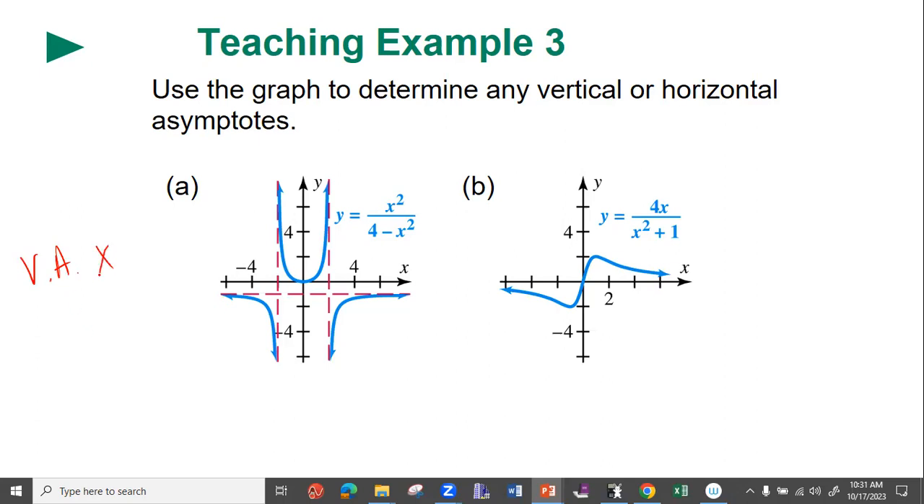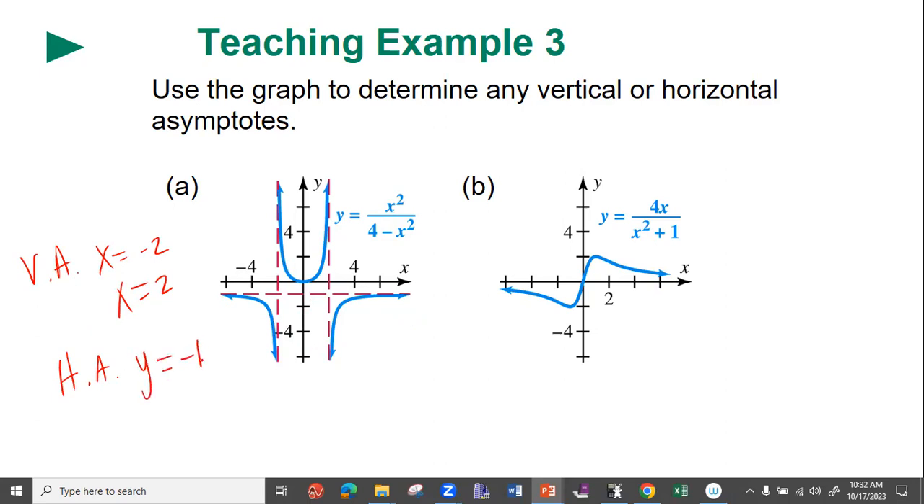There we go. At x equals -2 and at x equals +2. That's where those boundary lines exist vertically. Okay, where are my horizontal asymptotes? At y equals -1. There you go.